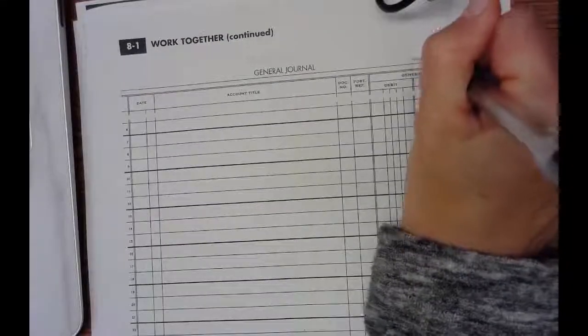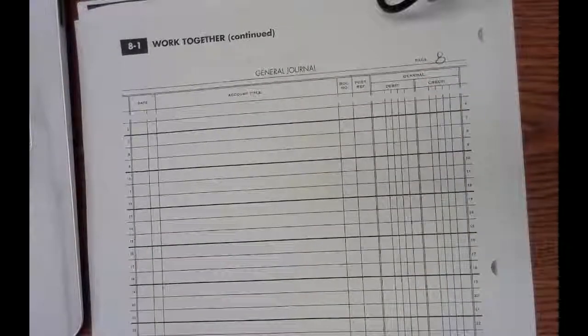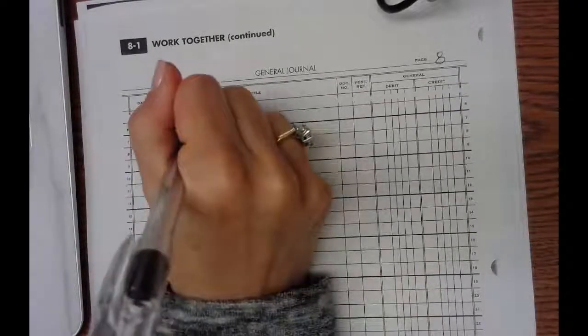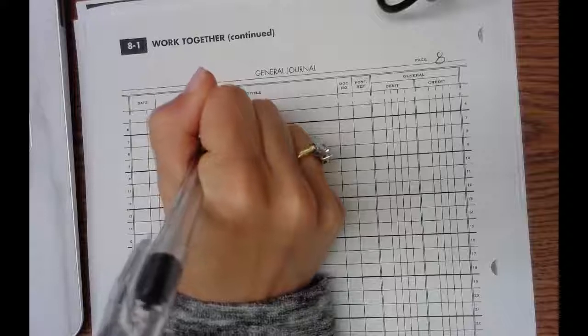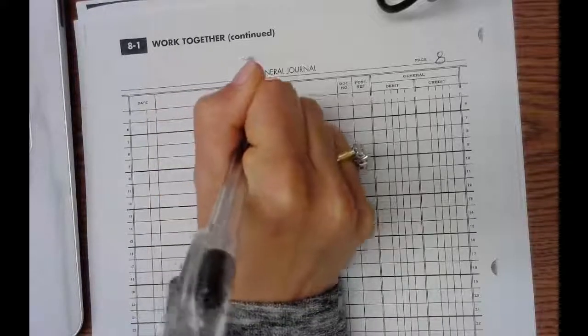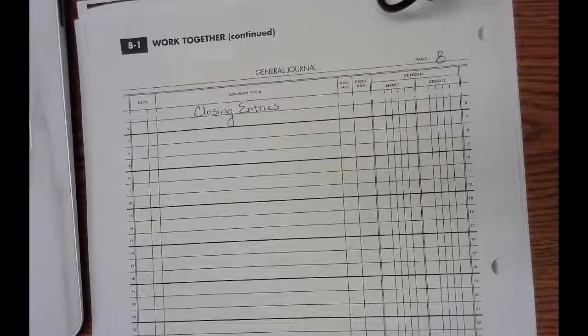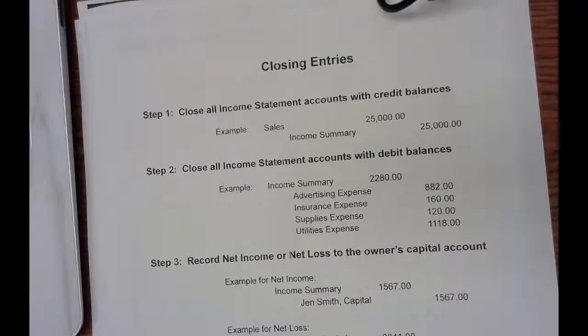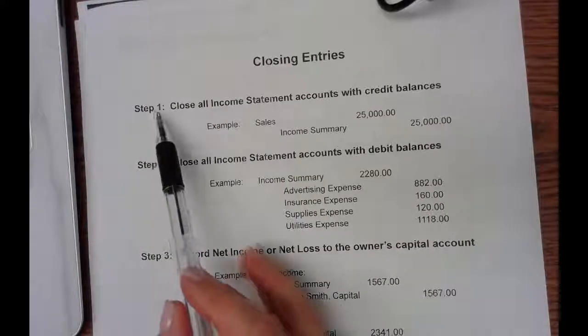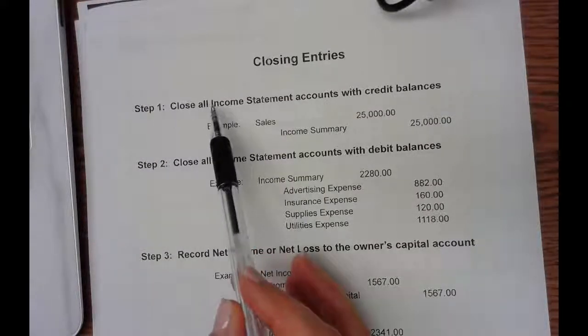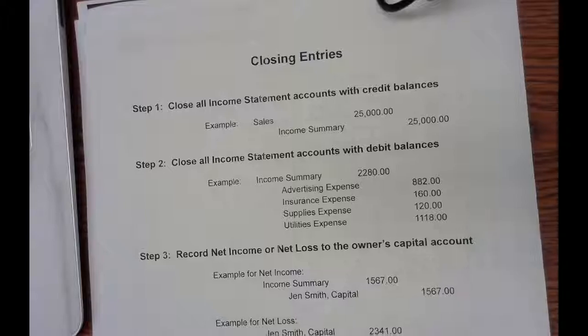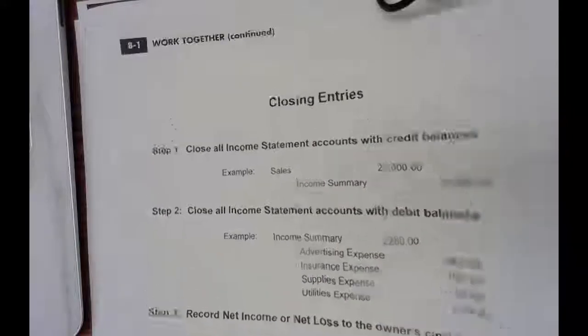We're going to number the journal page 8 because that's what it says in the directions, and when we do closing entries, we center the heading closing entries, so when somebody looks at this journal, they know exactly what we're doing. All right, using the cheat sheet that I've given you, we're starting with step 1, which says close all income statement accounts with credit balances.